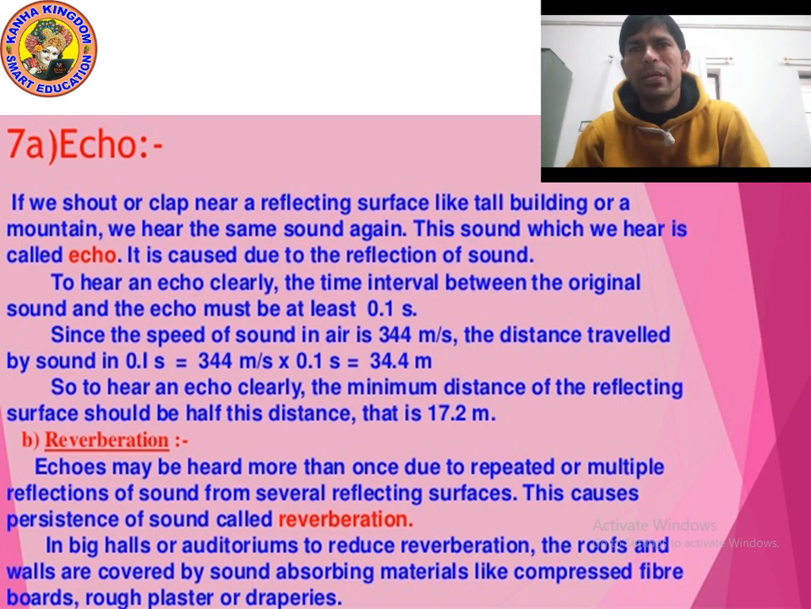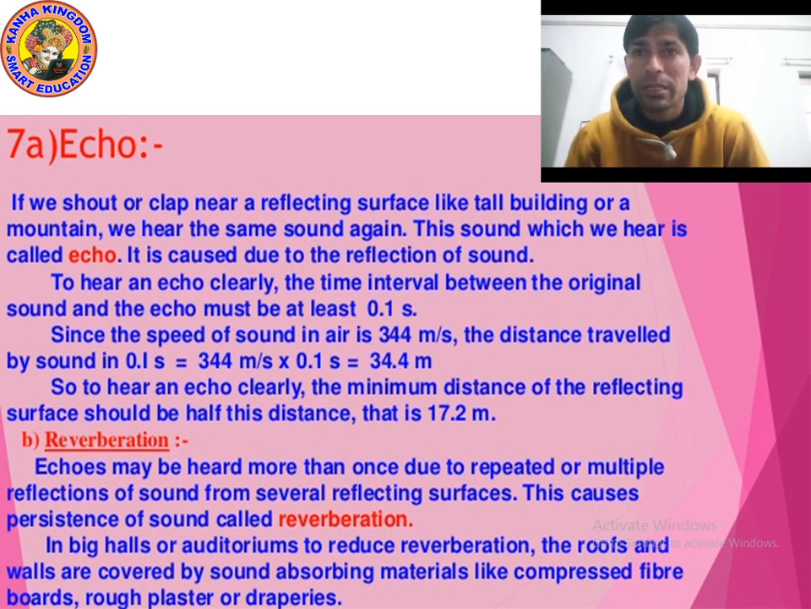Reverberation occurs in big halls and auditoriums. To reduce the reverberation, especially in a cinema hall, the roof and walls of the cinema hall are covered by sound absorbing material, for example compressed fiber board, rough plaster, draperies. They are used to absorb the sound.